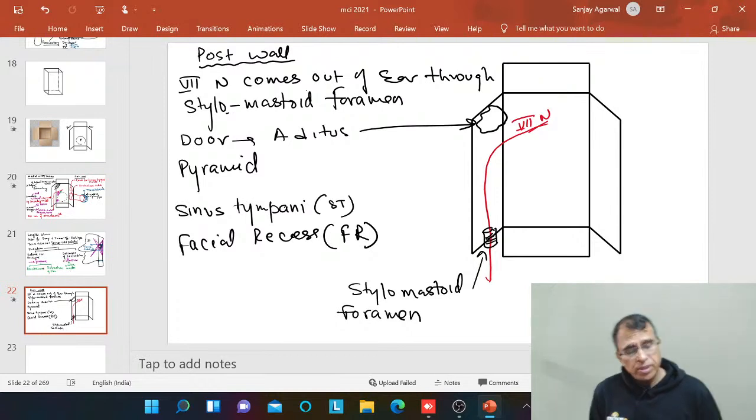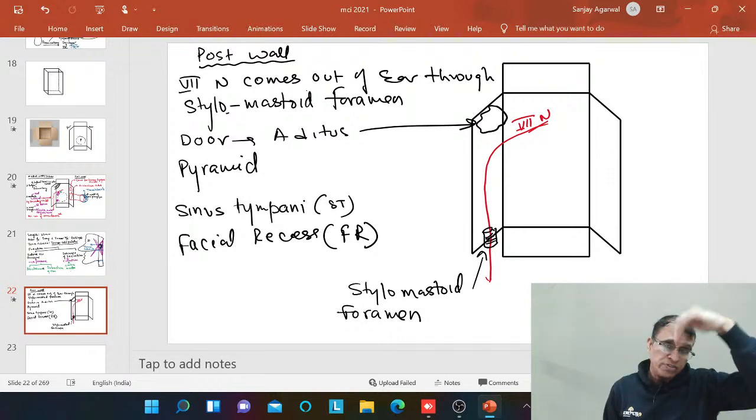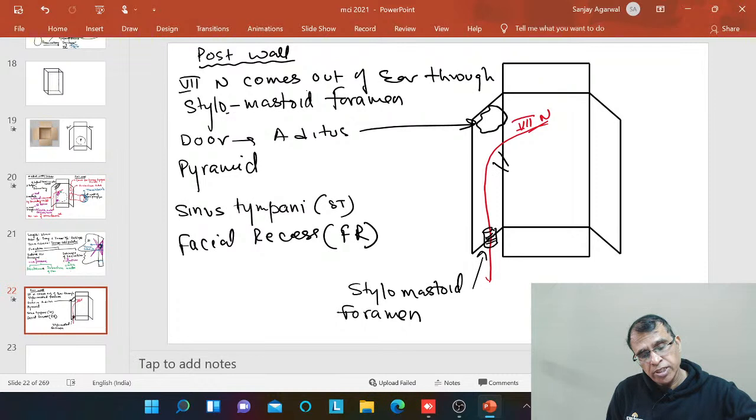So the pyramid is a small bone at the junction where the facial nerve turns. Can you see the facial nerve is turning? Below that there is a bony projection here, and this bony projection is the pyramid.